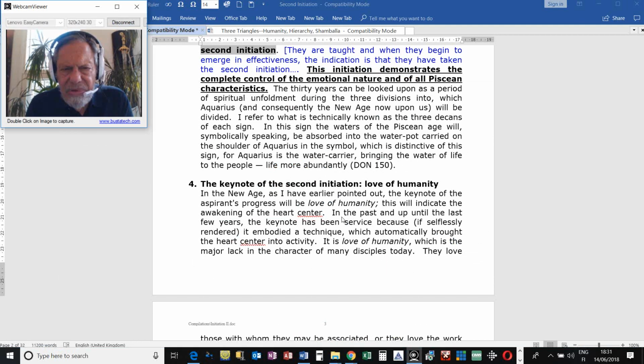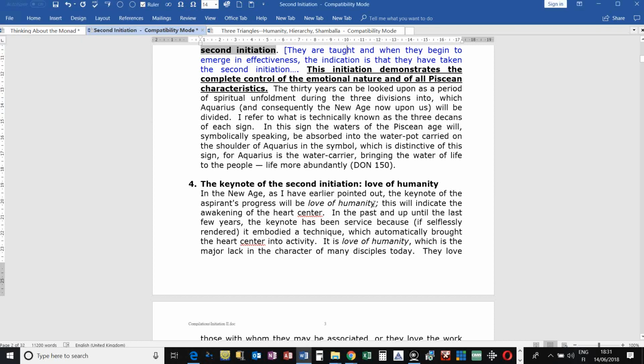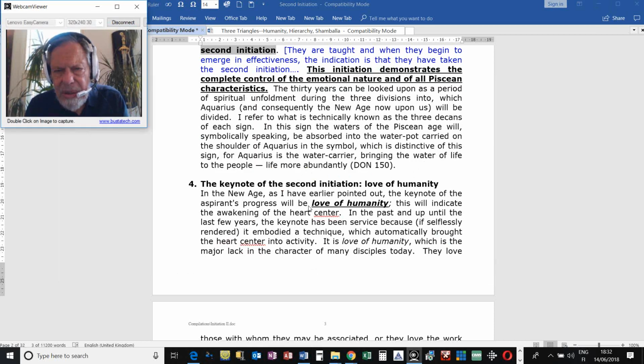Anyway, from Dinah 1: In the New Age, as I have earlier pointed out, the keynote of the aspirant's progress would be love of humanity. Well, these are words we can use, love of humanity, but to what extent is it real, and how do we make it real?